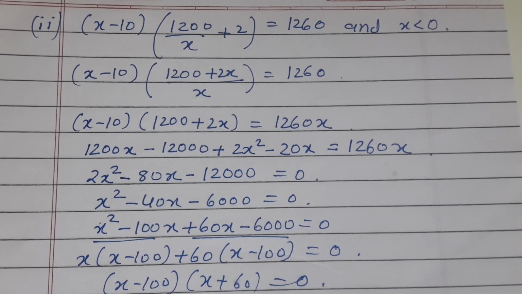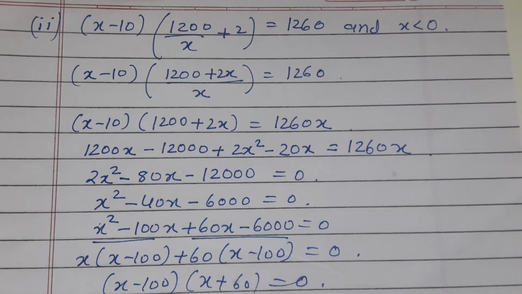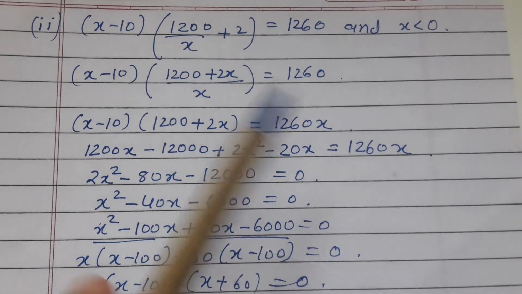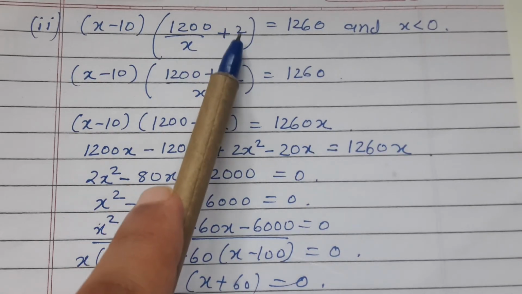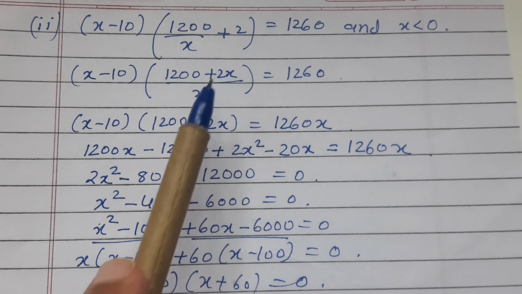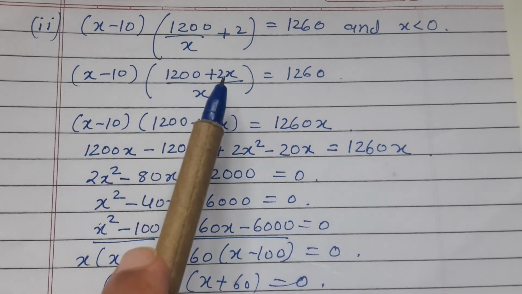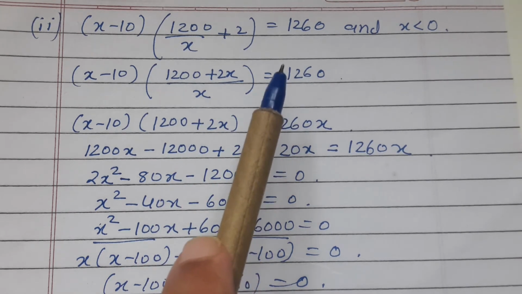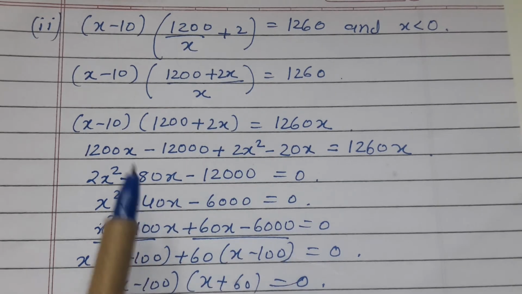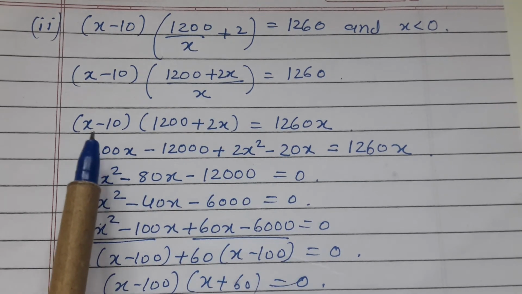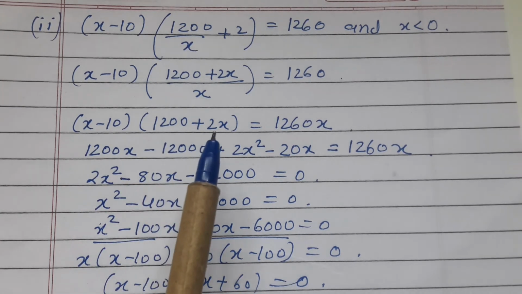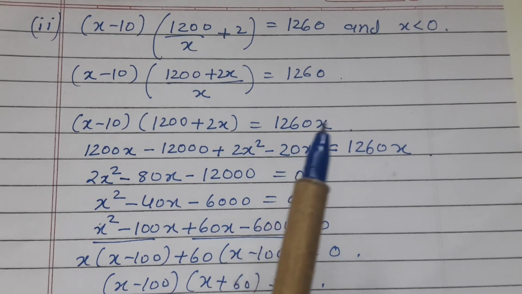Second sum: (x − 10) into (1200 upon x + 2) is equal to 1260, and x is less than 0. So in this term we will multiply and divide by x. So we get (1200 + 2x) upon x. Now cross multiply x and cross multiply 1. So in left hand side we will get (x − 10) into (1200 + 2x) equals to 1260 into x.